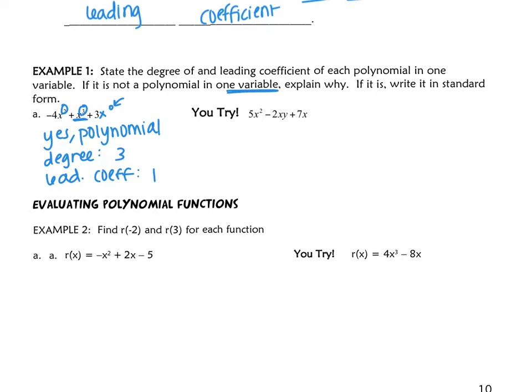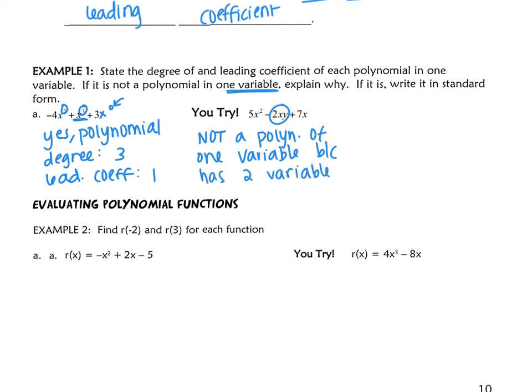Okay, is this a polynomial of one variable? No. This is not a polynomial of one variable because it has two variables. So we've talked about this one before. It is a polynomial, but not in one variable. That's the issue. Okay, if that's confusing, there is an extra example at the end that we can look at together.